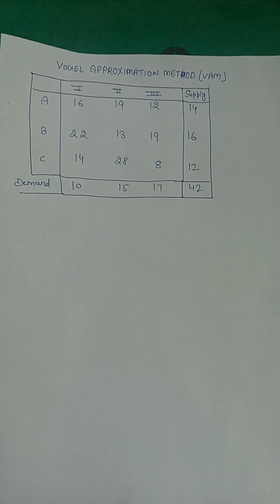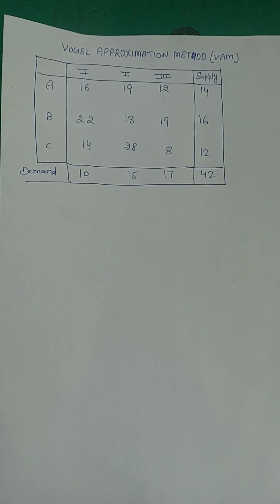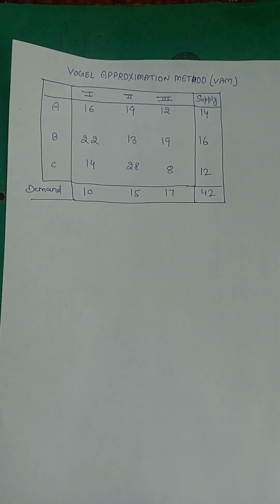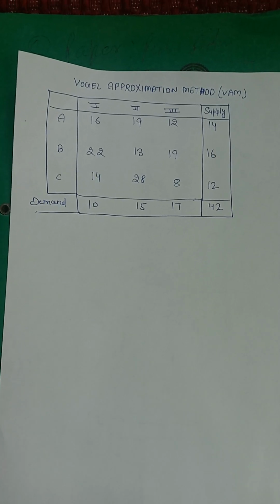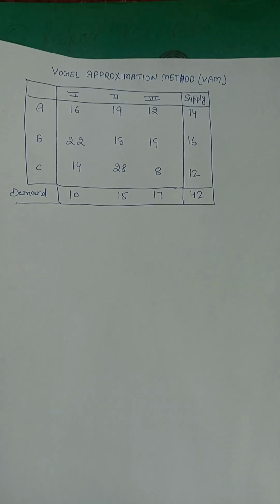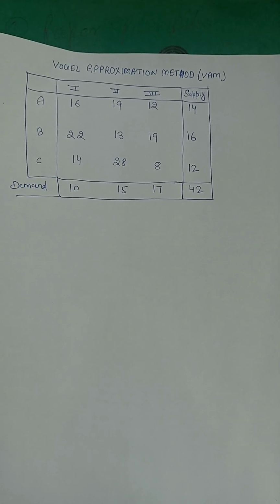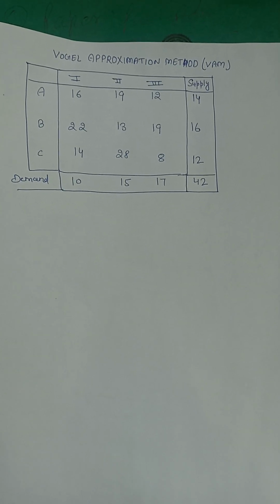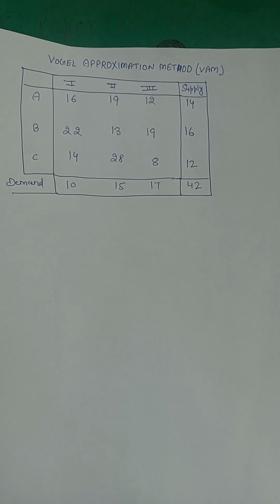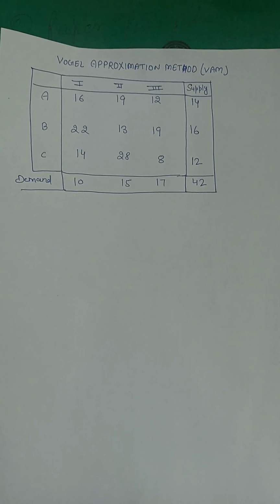Today, we discuss in this video how to calculate the transportation cost in Vogel approximation method. Vogel approximation method gives a better initial feasible solution as compared to NWCM and LCM. VAM gives either an optimum or near-to-optimum solution. Therefore, this method is preferred over NWCM and LCM.